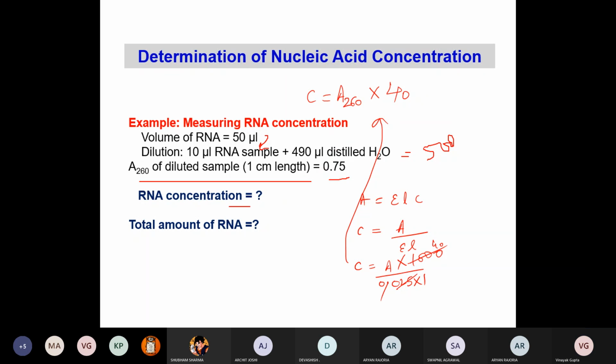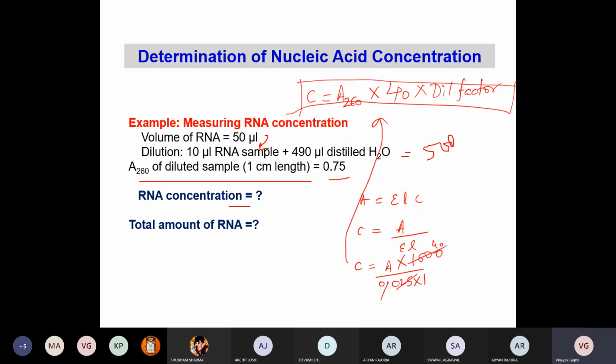Over here, by A of 260, we are saying the absorbance at 260 nanometers wavelength of light. Got it. And here we have to consider our dilution factor because we are diluting our sample, right? So this is the final formula you should remember, which is derived from the Beer-Lambert's law. The concentration of RNA will be A260 into 40 into dilution factor. Dilution factor means how many fold you have diluted your sample.